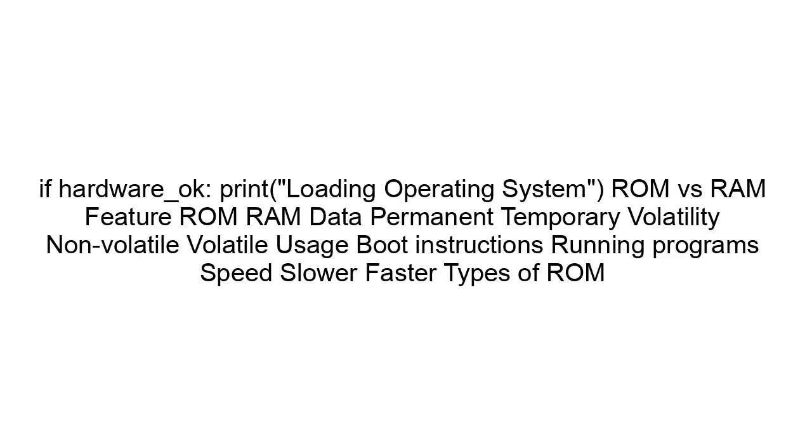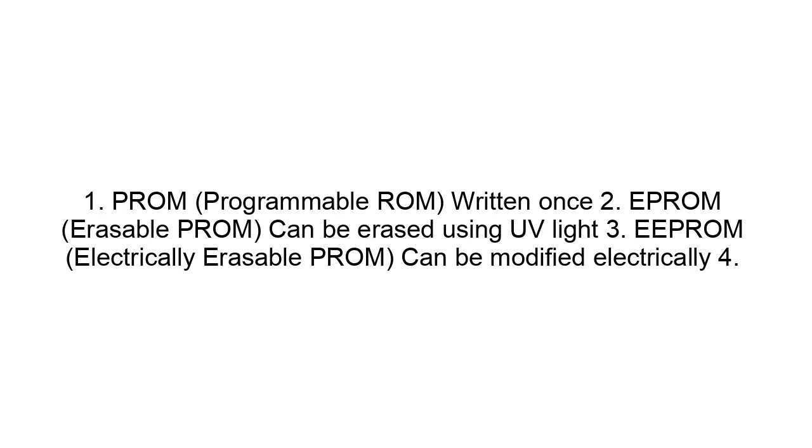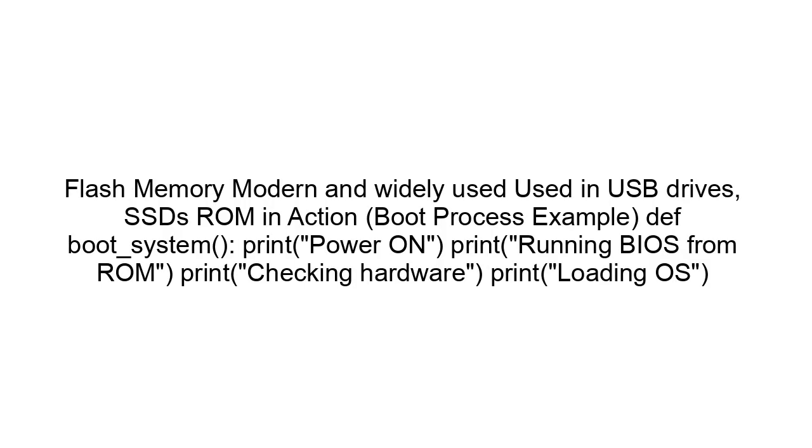ROM versus RAM. Data: permanent versus temporary. Volatility: non-volatile versus volatile. Usage: boot instructions versus running programs. Speed: slower versus faster. Common types: 1. PROM, programmable ROM, written once. 2. EPROM, erasable PROM, can be erased using UV light. 3. EEPROM, electrically erasable PROM, can be modified electrically. 4. Flash memory, modern and widely used in USB drives and SSDs.